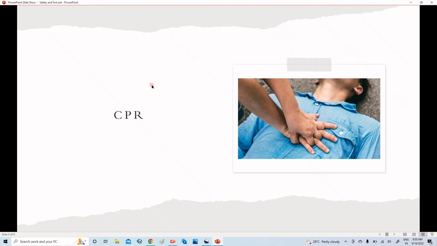And when you do it for a baby, please do not use both of your hands. You may do that for a child or for an adult, but when it comes to a baby, use two of your fingers and periodically apply the pressure. Don't use both of your hands when it comes to this.